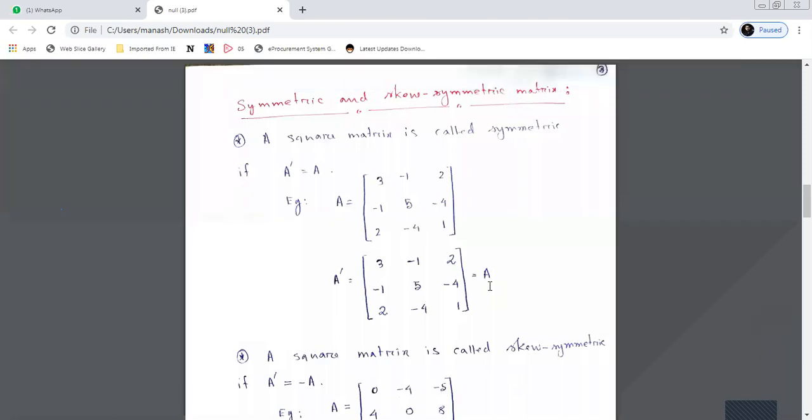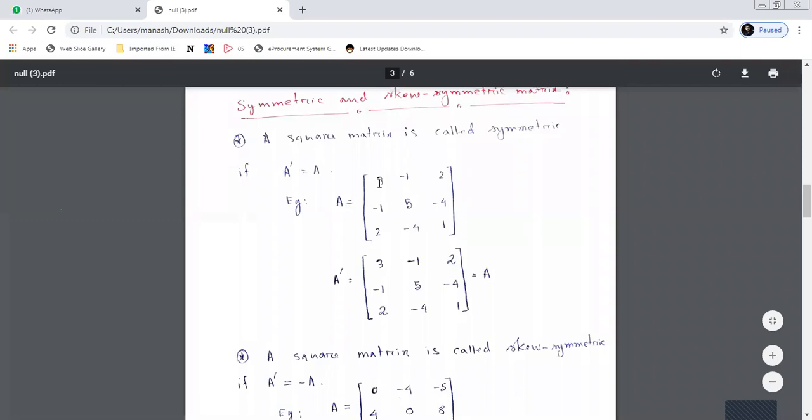Now simply by seeing the matrix, we can directly say whether this matrix is symmetric or skew symmetric, or not. See here how we can know that. At first you have to write the diagonal elements. You can put any numbers. Here I put 3, 5 and 1.